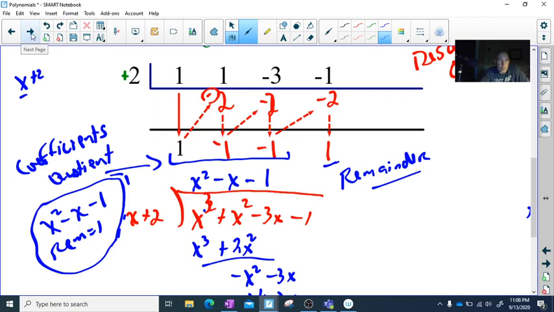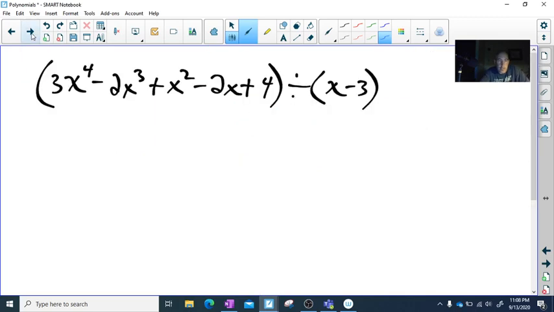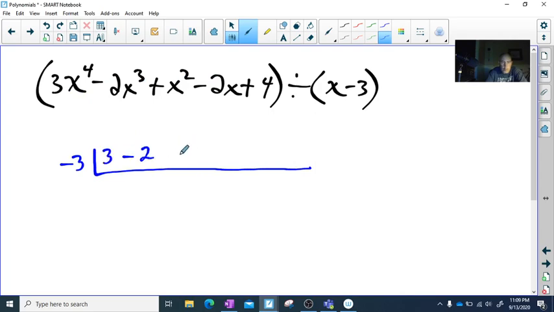Okay, so once you see a few of these, I think you'll catch on and say, oh yeah, that's pretty easy to do. All right, so this one is going to go minus 3, upside down divide sign, so make sure these are in order, which they are. So it's 3, negative 2, 1, negative 2, and 4.